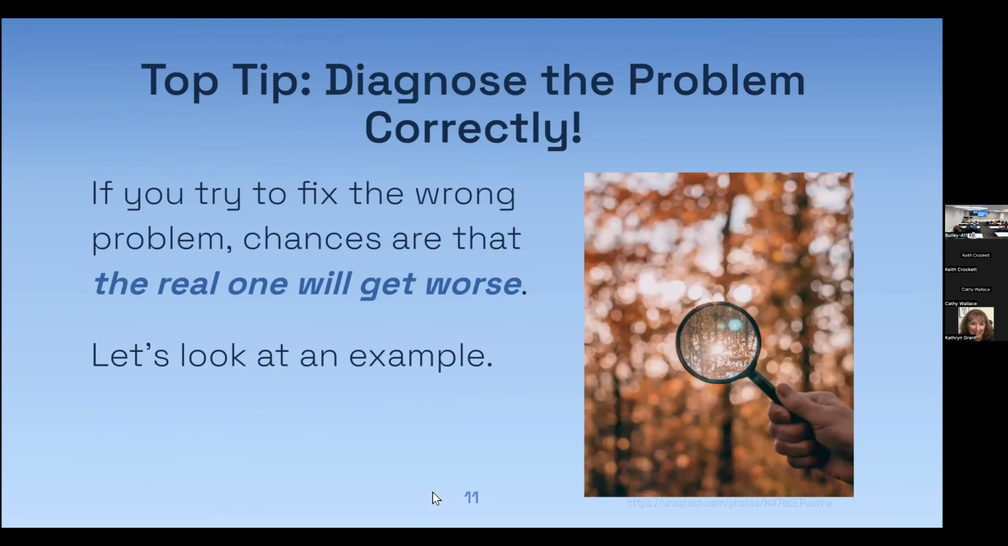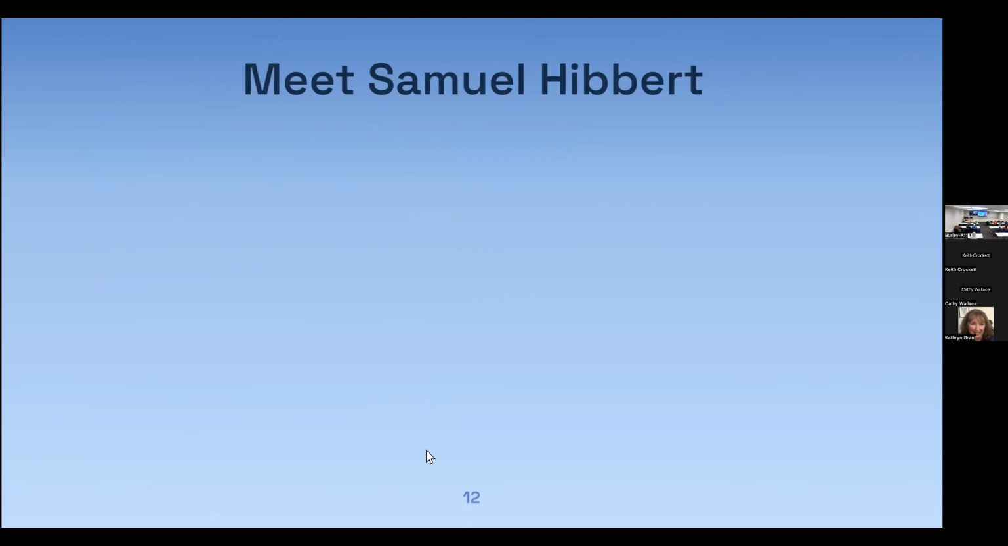Here is another very important tip when fixing problems in Family Tree, and that is to diagnose the problem correctly. If you try to fix the wrong problem, chances are that the real one will get worse. So let's look at an example.